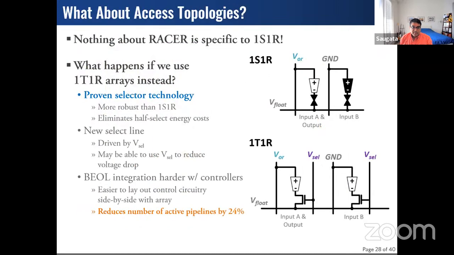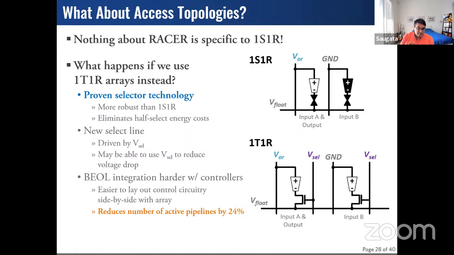And quickly, we looked at 1T1R as well, and we found that we could apply Racer to 1T1R. It's nice because unlike the 1S1R technologies, which are better for density, they are also less of a proven technology for selecting the switches. Replacing the selector material with an actual transistor is much more robust. The downside, though, is that we use back-end-of-line integration as we're laying out the chip. And the transistors for the selectors need to pop up across multiple metal layers, and so they reduce the density that we can achieve with Racer.